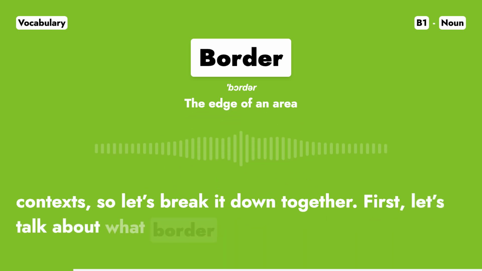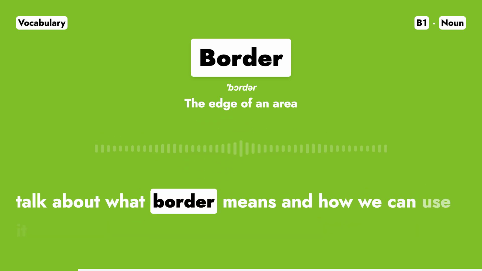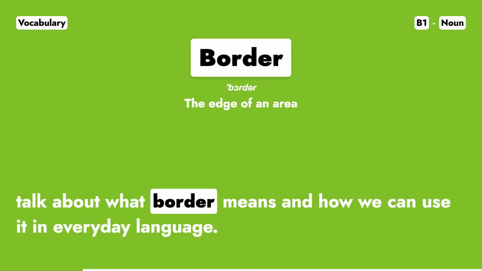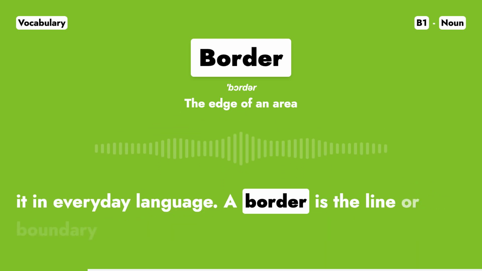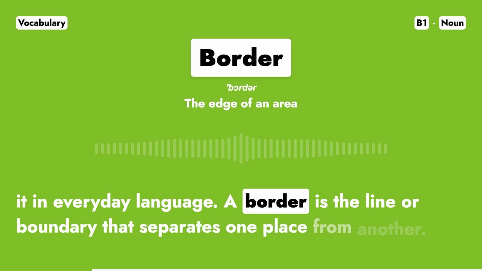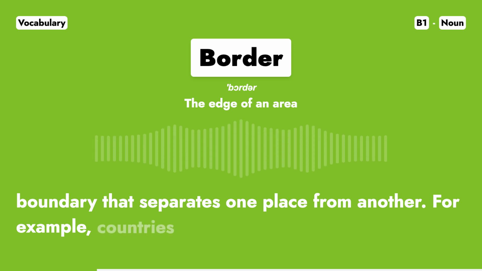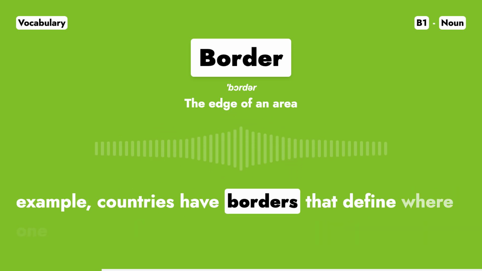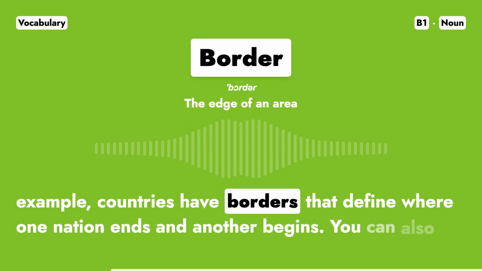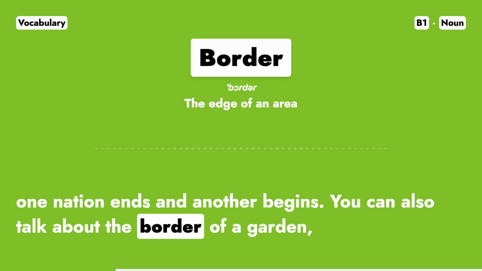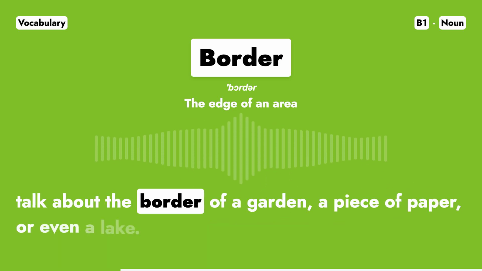First, let's talk about what border means and how we can use it in everyday language. A border is the line or boundary that separates one place from another. For example, countries have borders that define where one nation ends and another begins. You can also talk about the border of a garden, a piece of paper, or even a lake.